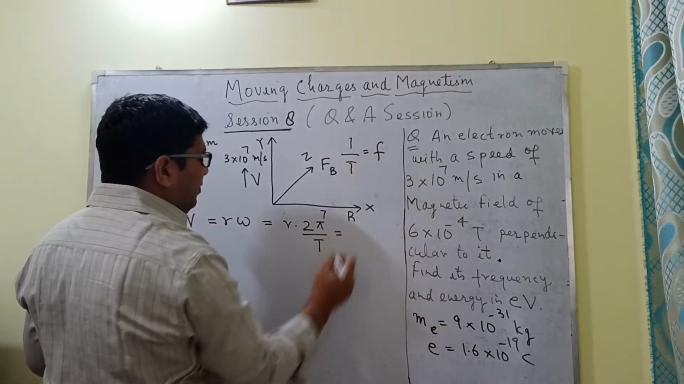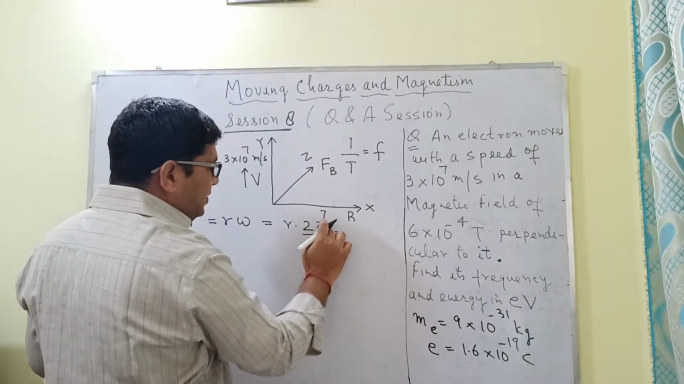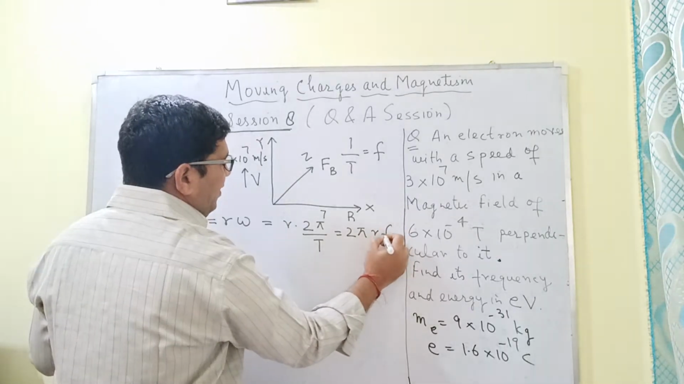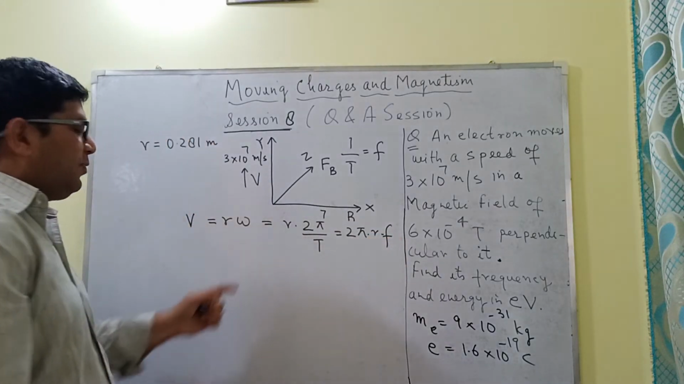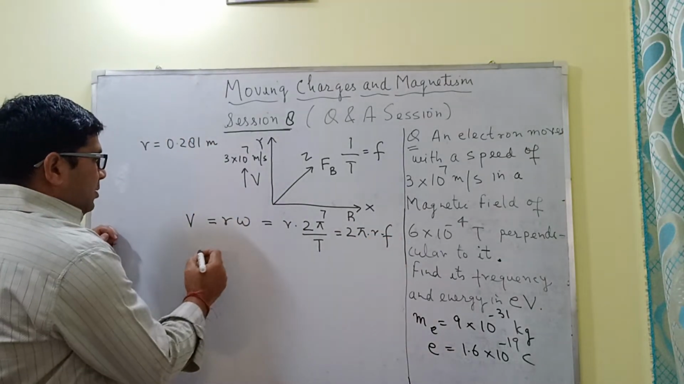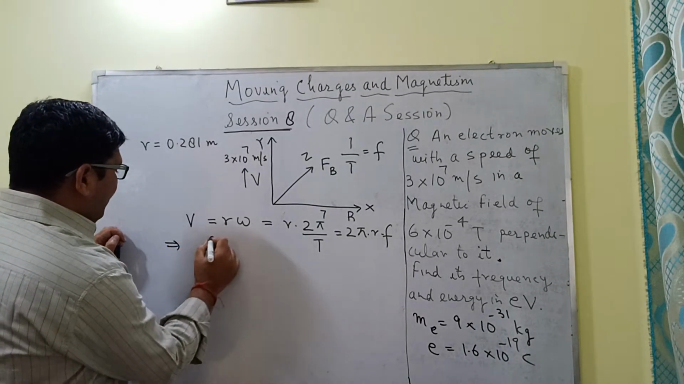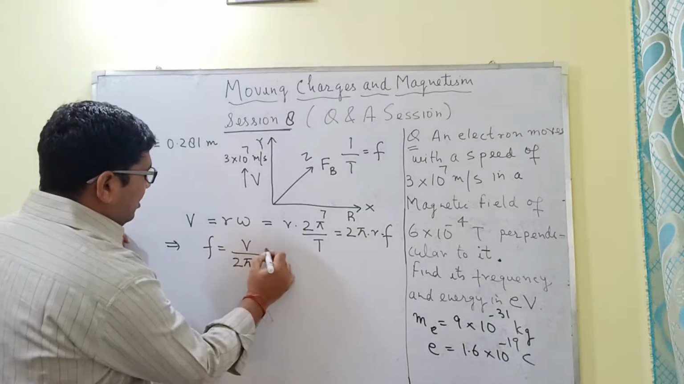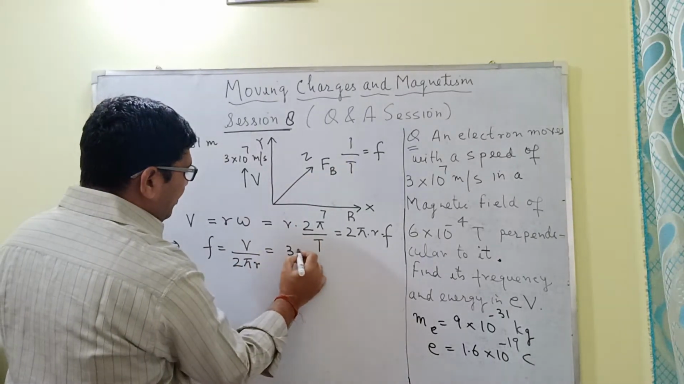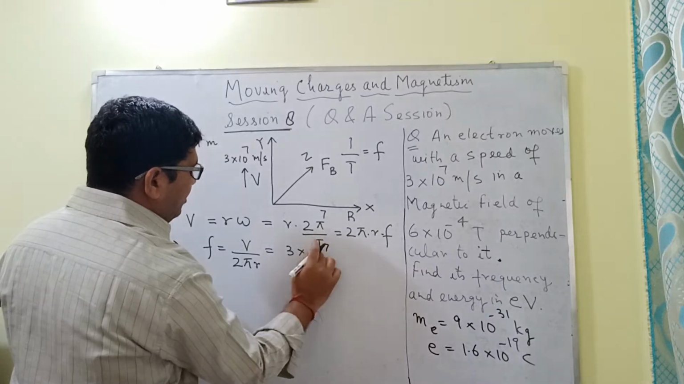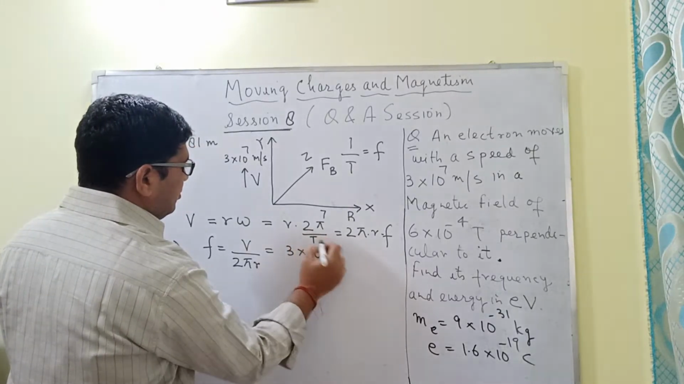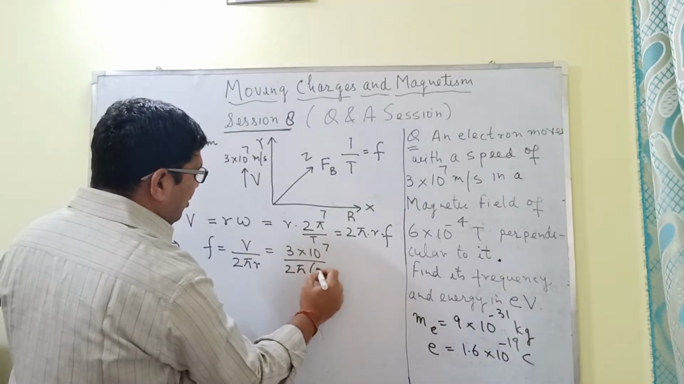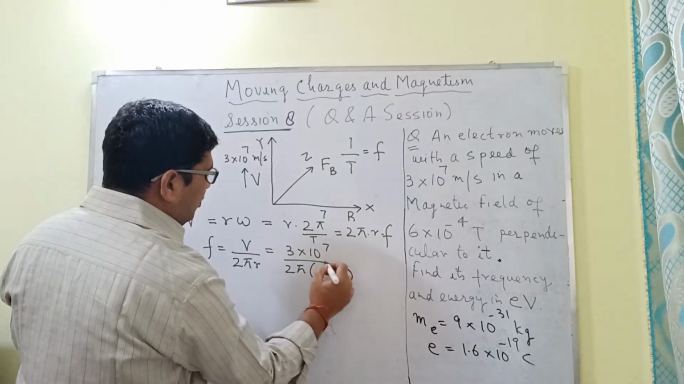is equal to the frequency. So I will replace 1 by T by F. So I will be getting 2 pi R F, where F is the frequency of this electron. So it implies that F क्या हो जाएगा? F will be equal to V divided by 2 pi R. Now V की वैल्यू हमें दी हुई है 3 into 10 to the power 7 divided by 2 pi, and R की वैल्यू हमारी जो आई थी that was equal to 0.281 meter.